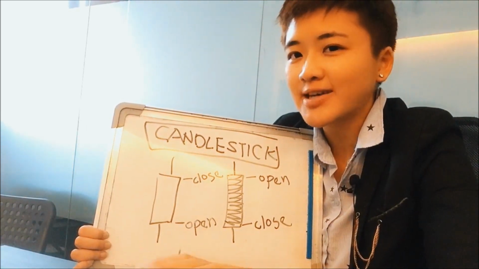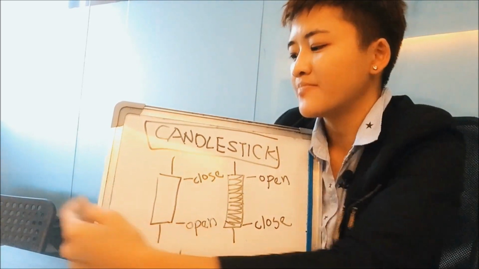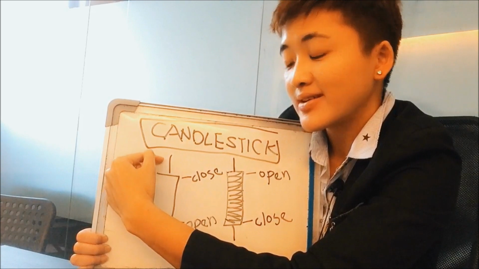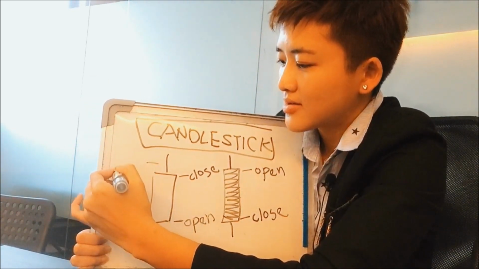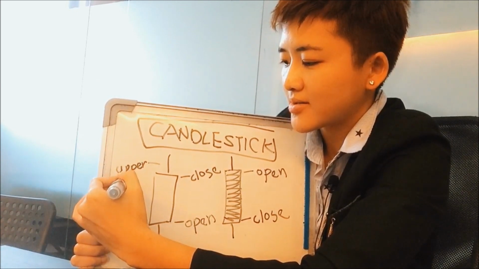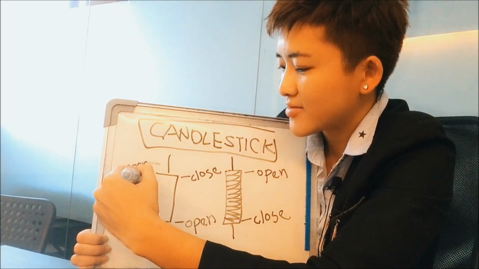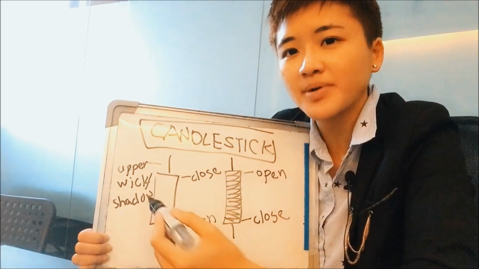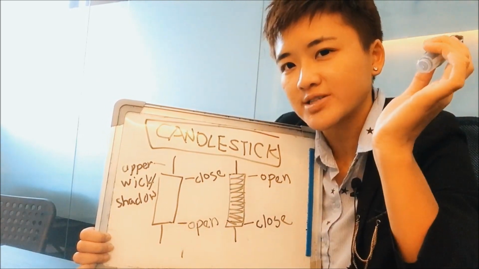So basically, you see that for any candlestick, there are two main portions. In fact, three main portions. Number one is the upper line over here. This one, people call the upper wick, W-I-C-K. If you can't see my writing, it's bad. Okay, upper wick or upper shadow. Same for both types of bullish and bearish candle.